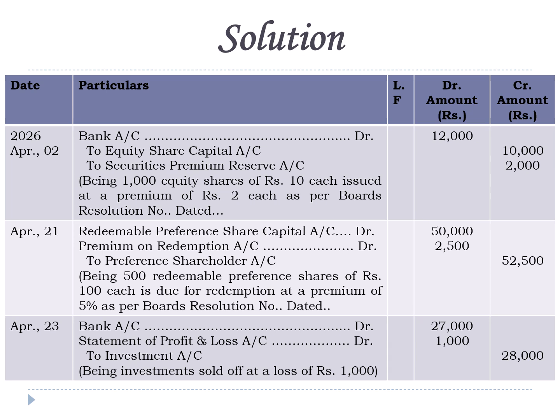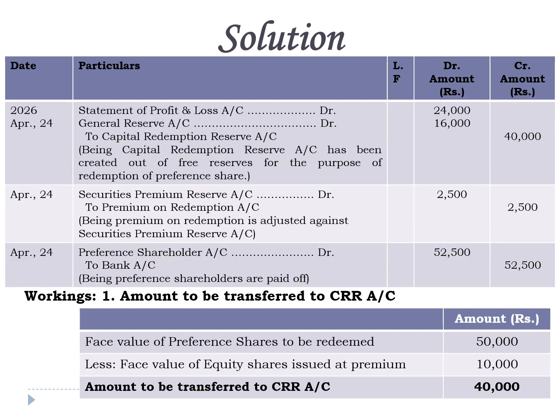Then investment of rupees 28,000 gets sold at a loss of rupees 1,000. So for that you have to pass the journal entry: bank account debit 27,000, the selling price; profit and loss account debit 1,000, the loss; to investment account 28,000. Now you have to transfer the remaining amount to capital redemption reserve.